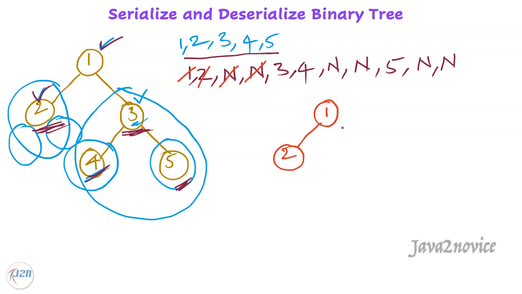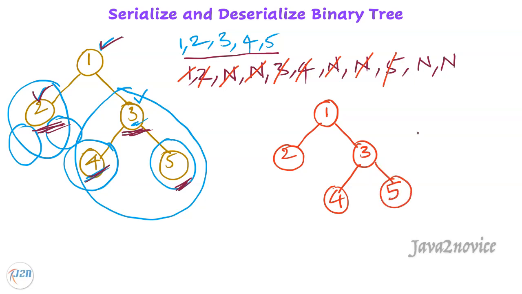Let's move to right subtree construction. 3 is the next node, which is the root node of its right subtree here. 4 is its left child. Since there are two n characters, this node does not have any children. And 5 is its right child. Since 5 is followed by 2 characters n, it does not have any children here also. We are done with constructing back this binary tree.